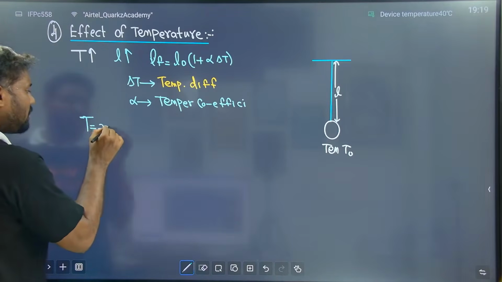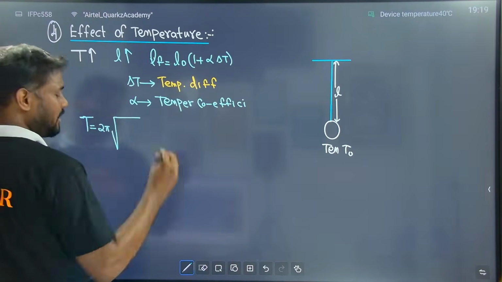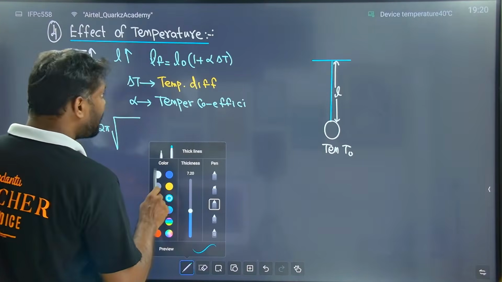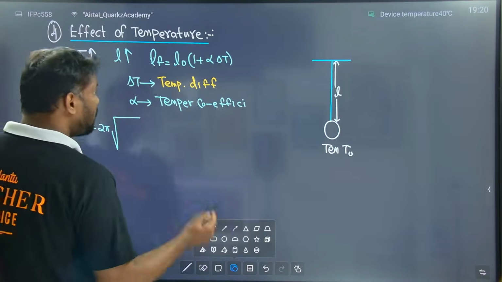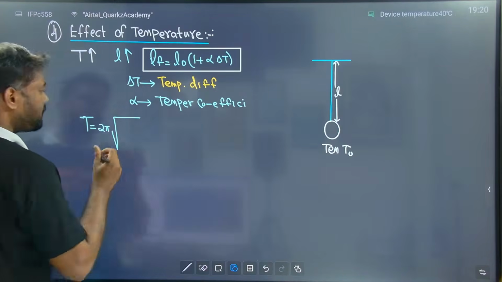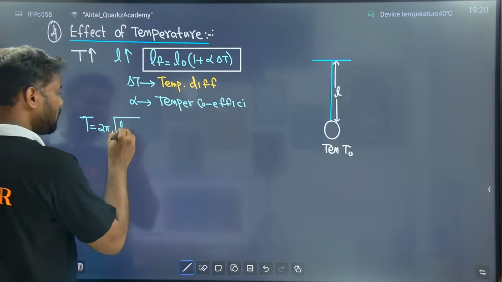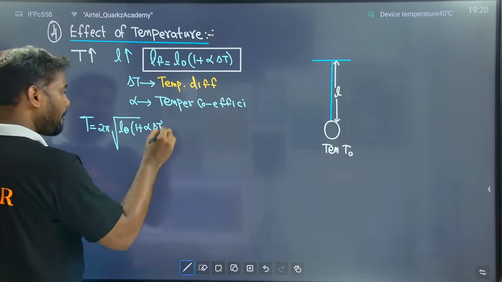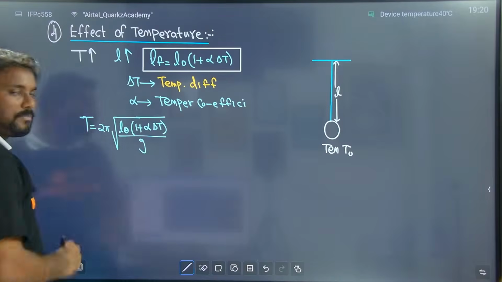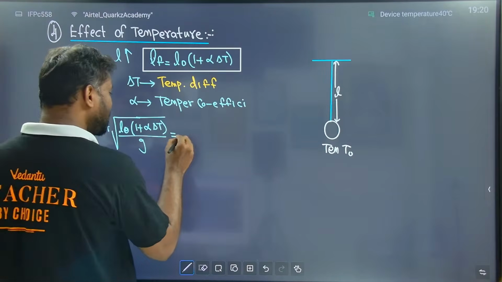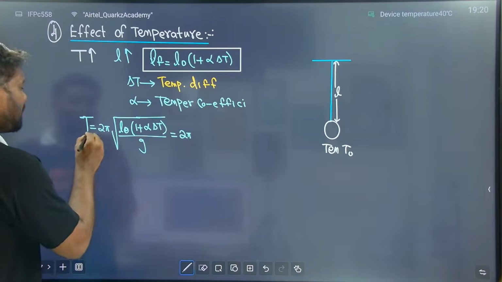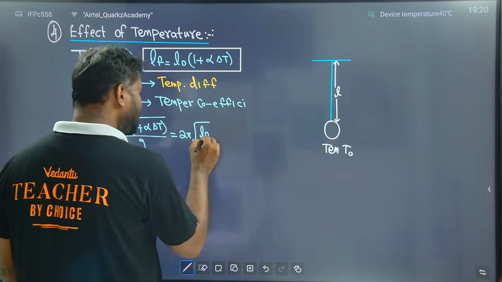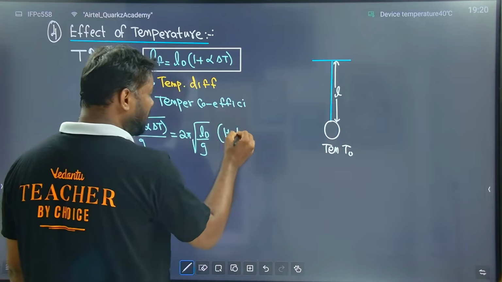T is equal to 2 pi root under L by g. Let's take the value of L and substitute it here. The value becomes L naught (1 plus alpha delta T) divided by g. Clear? So I write 2 pi, and this is the final time period. We can write L naught divided by g, and write it as 1 plus alpha delta T.